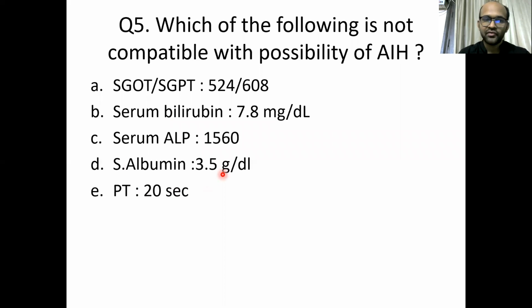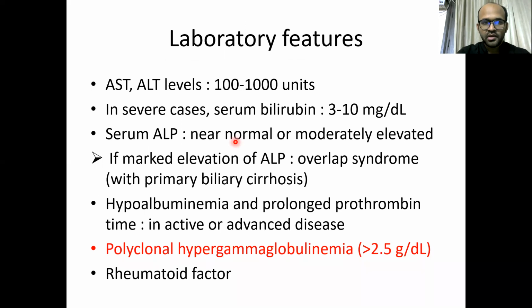Albumin can fall in advanced disease, and prothrombin time also gets prolonged in advanced disease. So the only incorrect option is alkaline phosphatase. In a patient with autoimmune hepatitis, alkaline phosphatase tends to remain normal in the majority of cases, and SGOT and SGPT range from 100 to 1000. In severe cases, bilirubin can rise up to 10 milligram per deciliter. ALP is near normal or moderately elevated. If you have marked elevation, you should think of concomitant primary biliary cirrhosis. In advanced disease, you can have jaundice, hypoalbuminemia, and coagulopathy.